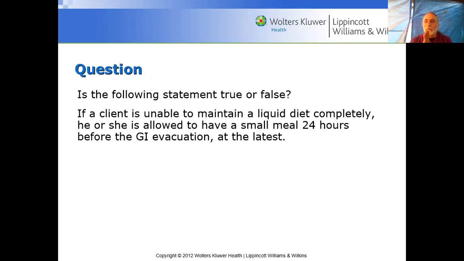So what do we think? True or false? If a client is unable to maintain a liquid diet completely, he or she is allowed to have a small meal 24 hours before the GI evacuation. What do you think?